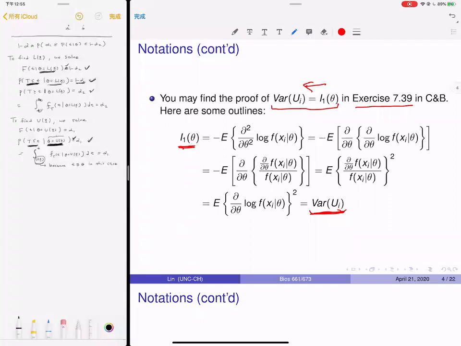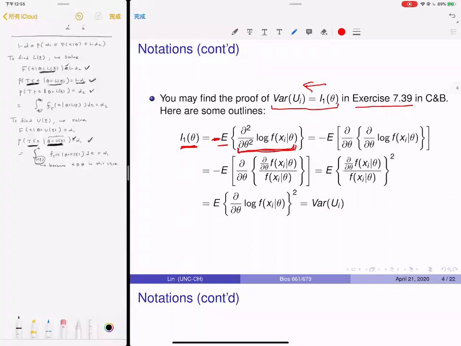Then it'll be much easier. This is the outline of the proof. Again, it's by definition of I1(theta) right here. By definition, it's the expected value of the observed information. Observed information is nothing but the negative of the second derivative of the log-likelihood function, right?